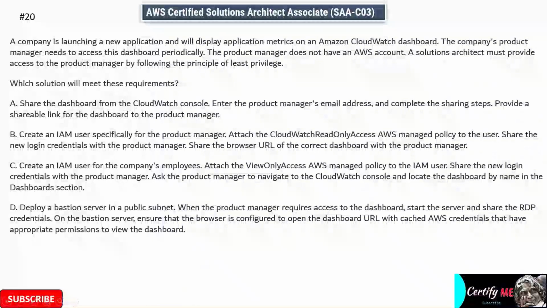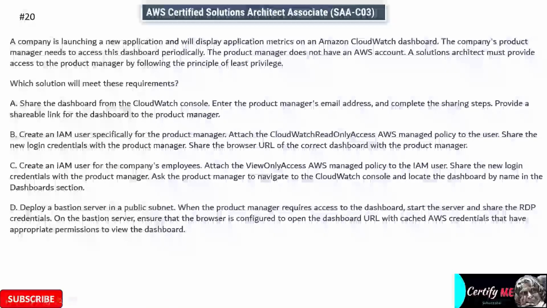Option C. Create an IAM user for the company's employees. Attach the view-only access AWS managed policy to the IAM user. Share the new login credentials with the product manager. Ask the product manager to navigate to the CloudWatch console and locate the dashboard by name in the dashboards section. Option D. Deploy a Bastion server in a public subnet. When the product manager requests access to the dashboard, start the server and share the RDP credentials. On the Bastion server, ensure that the browser is configured to open the dashboard URL with cached AWS credentials that have appropriate permissions to view the dashboard.